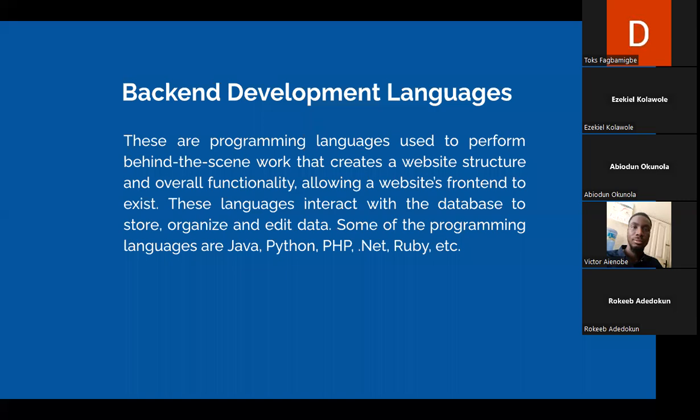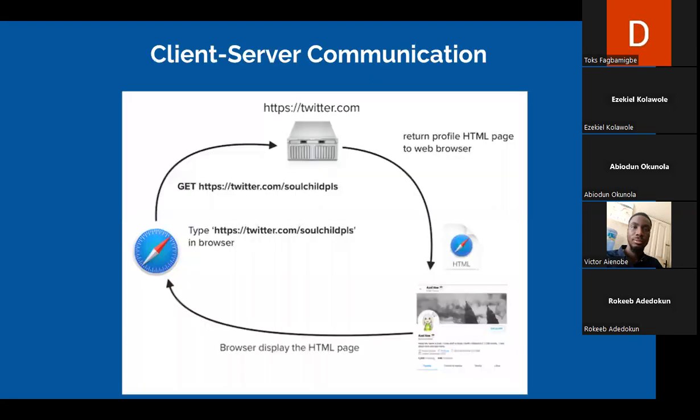So that's just it. There are different languages. We have Java, Python, PHP, .NET, Ruby. All these languages can perform backend functionalities, but they have their own usage and their own use cases. We just have to take note of that. So we're almost getting there. I think we're almost done.